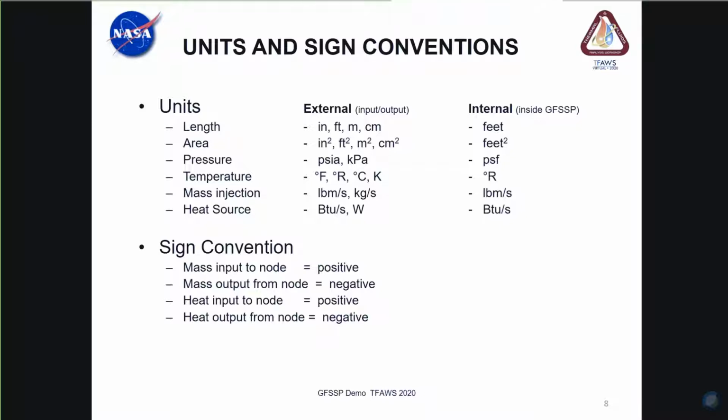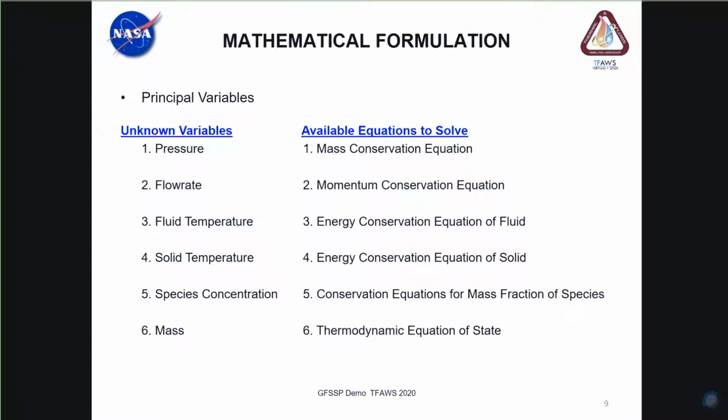When working in GFSSP, our graphical user interface allows you to work with various units in both English and SI, although internally the code is written in English units. So when writing user subroutines in Fortran, it's important to remember to work in terms of feet, pounds, BTUs, degrees Rankine. But again, outside the code, you have your choice of units.